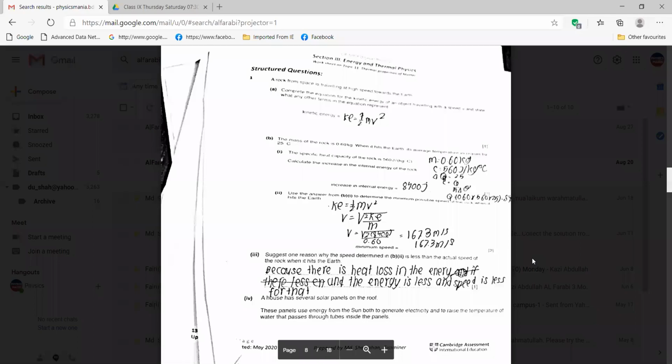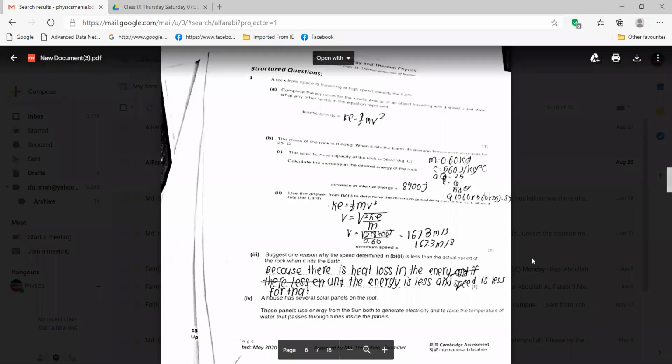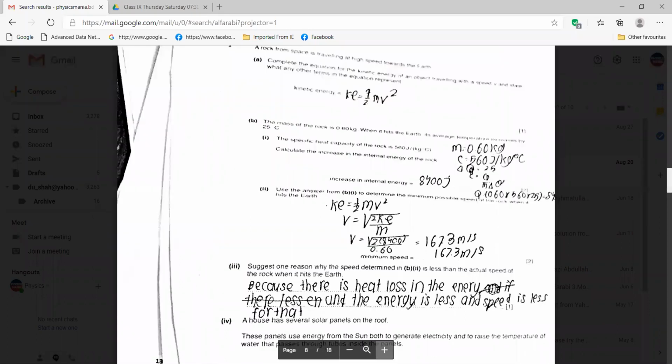Or the kinetic energy of an object traveling with the speed and state. What do any other terms in the equation represent? So this one is related to kinetic energy, right? Yes, sir. Kinetic energy formula, you know, half mv squared, right? Half mv squared. Then continue.